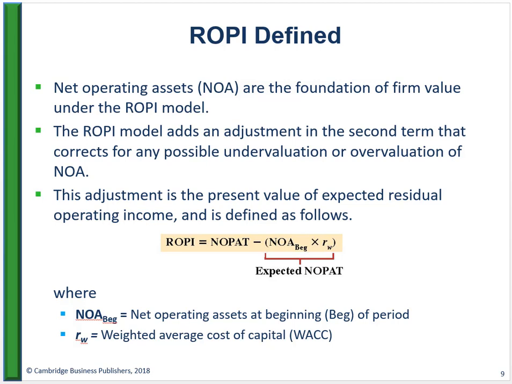ROPI equals NOPAT, net operating profit after tax, minus the net operating assets times the return W, where subscript W is the weighted average cost of capital. So that's our expected NOPAT. So net operating assets at the beginning of the period times our weighted average cost of capital. And we're going to break that down so it becomes a little bit more clear.